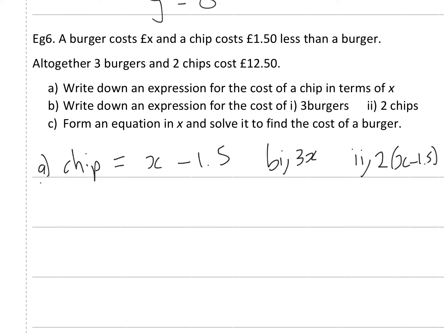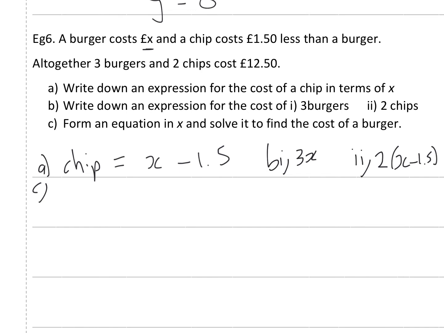Part C. Form an equation in X and solve it to find the cost of a burger. The burger being X. So we're trying to find out X. So the information they give us is connected by this bit here all together. The sum of, or in total. The total of the 3 burgers and 2 chips is £12.50.